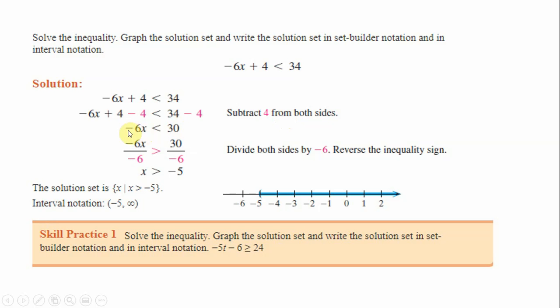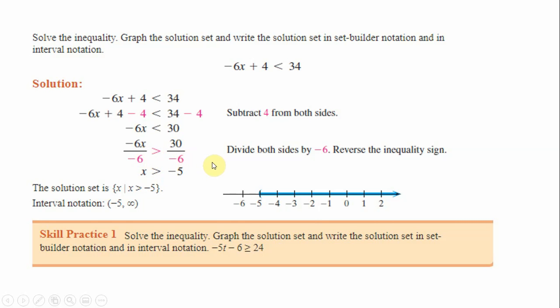And now to get rid of this negative 6, I'm going to divide by negative 6, divide by negative 6, but as soon as I do that, notice I have to reverse that inequality order. So this is the less than, now it's greater than. I want to do this just as quick as I can so I don't forget to change that sign. And here I've got x greater than negative 5. So this is 30 divided by negative 6.